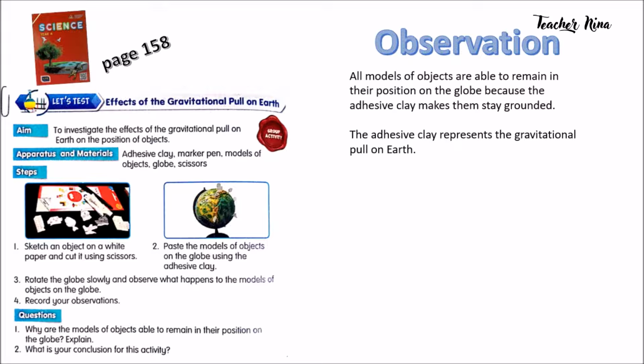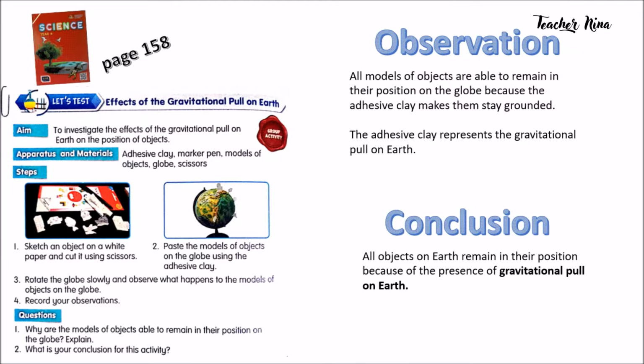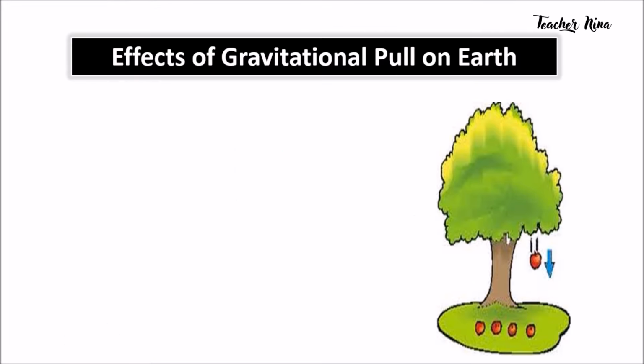Okay, question number two. So what is your conclusion for this activity? The conclusion should be all objects on Earth remain in their position because of the presence of gravitational pull on Earth. So this is how you answer questions if they ever come out in any exam paper. So observation, you observe from what you can see in front of you, and for the conclusion you need to relate it back to the real thing. Okay? Alright, now let's go to the next interesting thing.